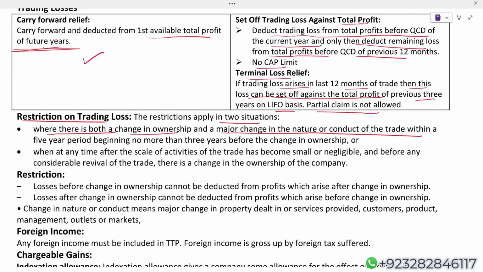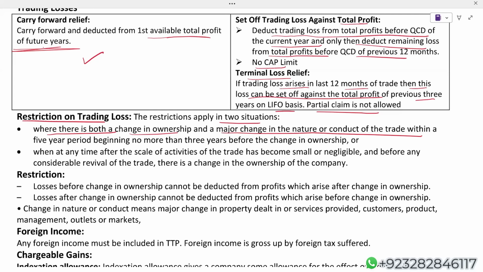But after we get the control, now B Limited will operate in Sri Lanka as well. Previously, they were not operating in Sri Lanka. So it's a major change. So two things are happening. There's a change in ownership as well as a major change in the nature and conduct of the business. In that case, what happens? The loss which was there in B Limited before the change of ownership and change of nature and conduct of the business cannot be utilized against the profit which arises after the change of ownership.